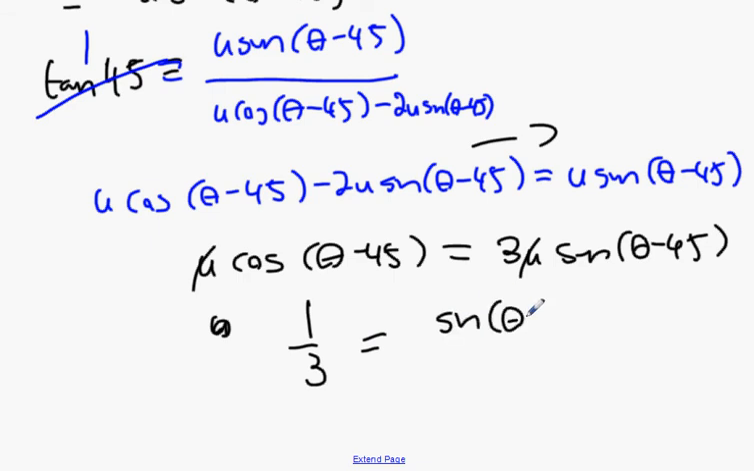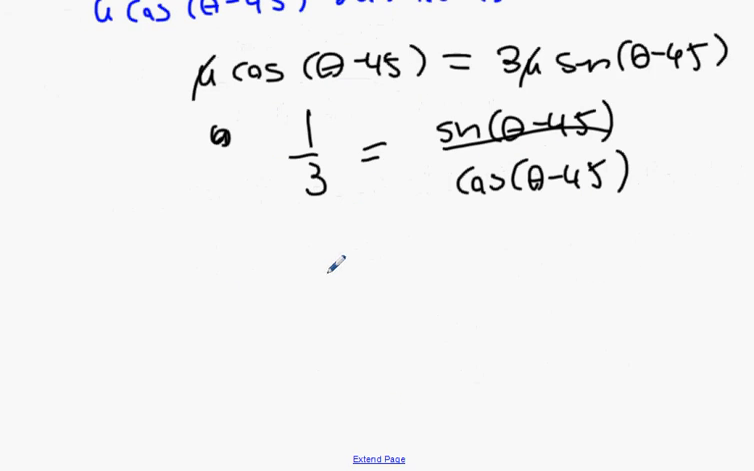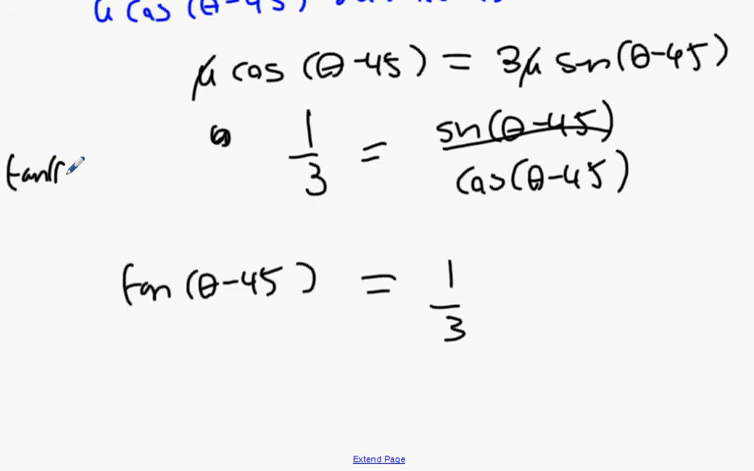sin(theta minus 45) all over cos(theta minus 45). That's the worst line ever. What's sine over cos again? So tan(theta minus 45) equals 1 over 3. Now, our beloved compound angles with tan, right? What's tan(A minus B) again, guys? Anybody remember tan(A minus B)? Somebody's prepared for his maths exam.